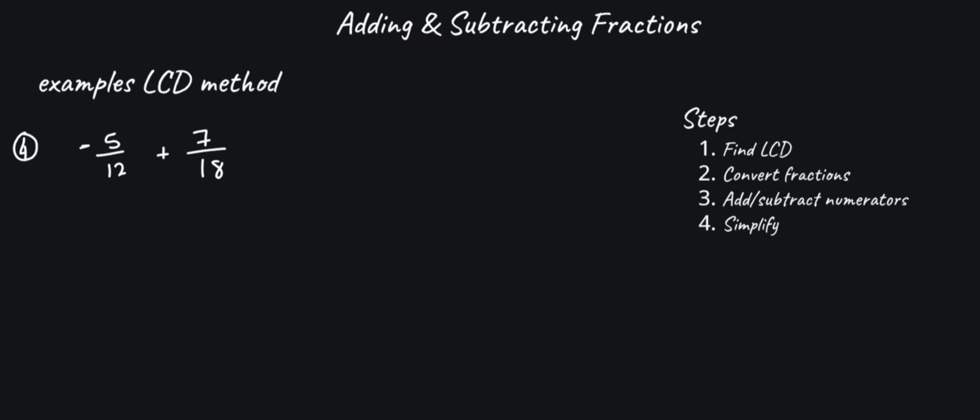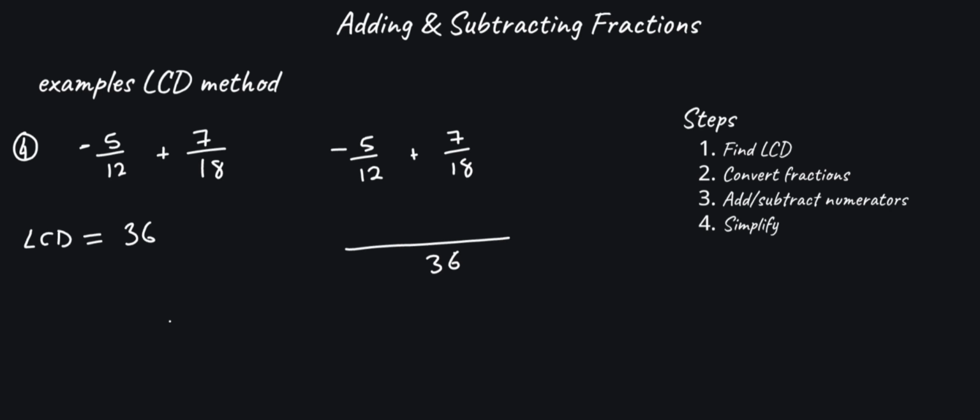So here's the fourth example, and this time we have a negative fraction. So negative 5 over 12 plus 7 over 18. We do see that we have different denominators, so we need to use the lowest common denominator method. What is the lowest common denominator for these two fractions? Well, it's 36. Why? Because 12 can go into 36 3 times, and 18 can go into 36 twice. Now let's solve it. So it's minus 5 over 12 plus 7 over 18. And right at the bottom, put our line with our lowest common denominator.